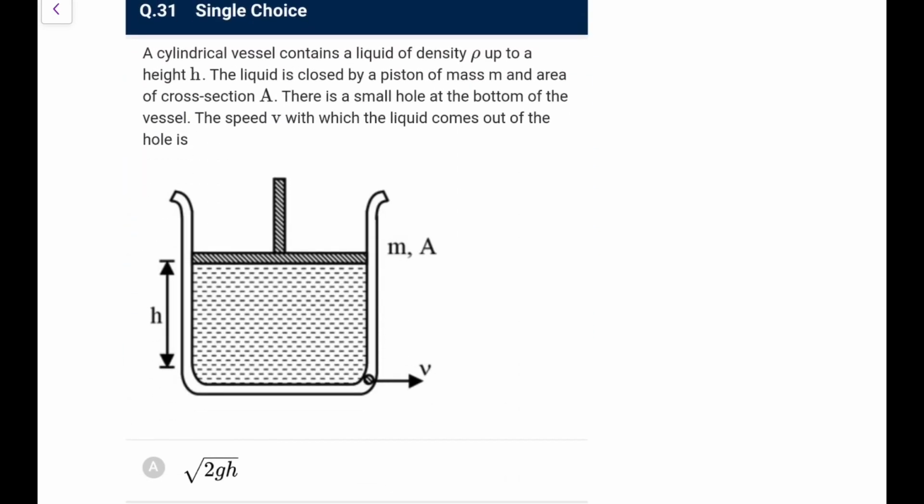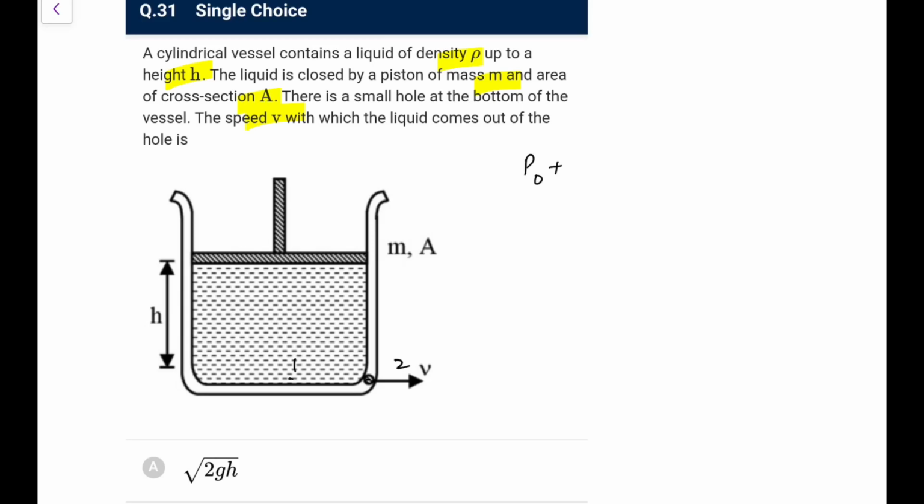A cylindrical vessel contains a liquid of density rho up to a height h. The liquid is enclosed by a piston of mass m, area A. There is a small hole at the bottom of the vessel. The speed with which the liquid comes out of the hole is asked. So take point 1 at the top and 2 at the hole, and apply Bernoulli. Both are at the same height.